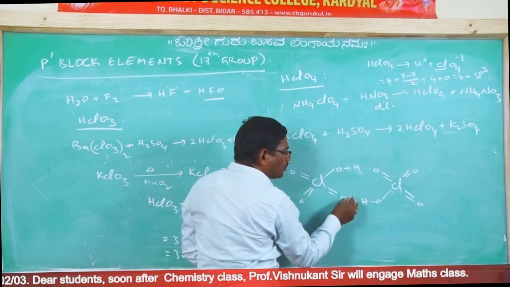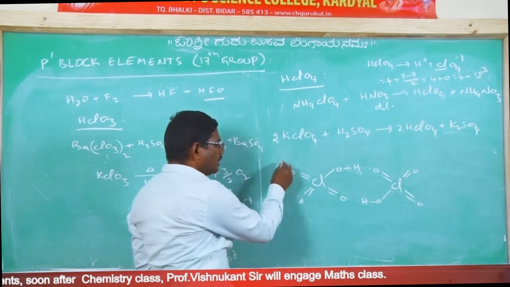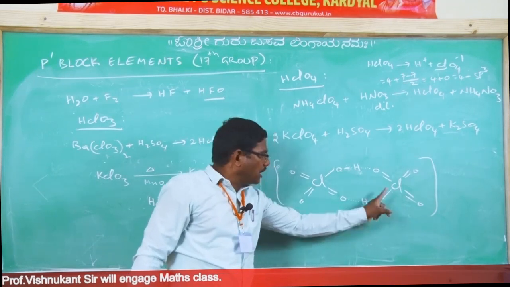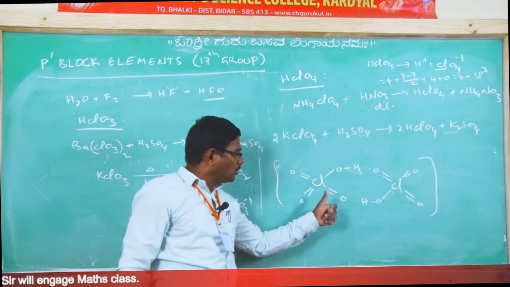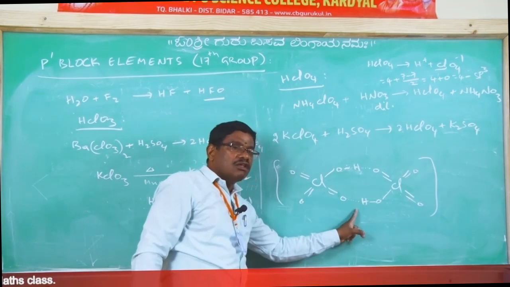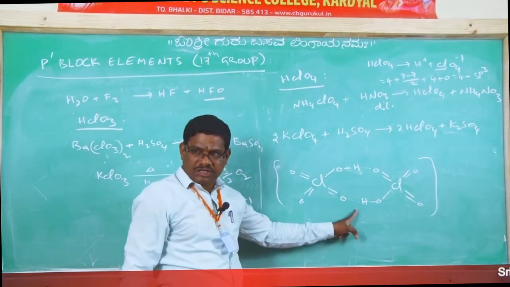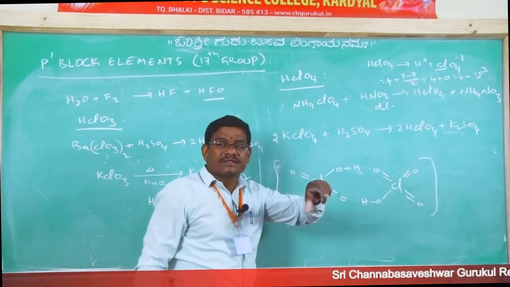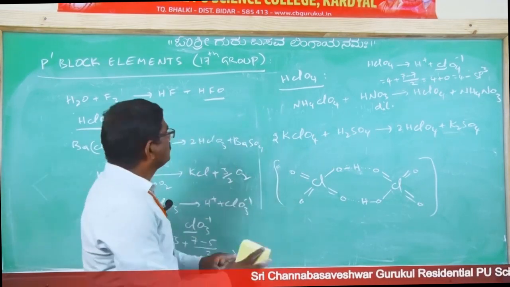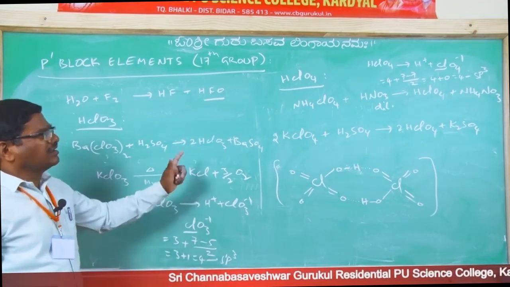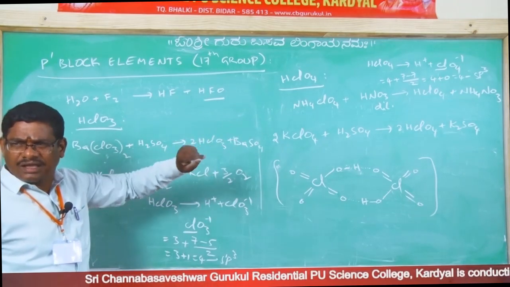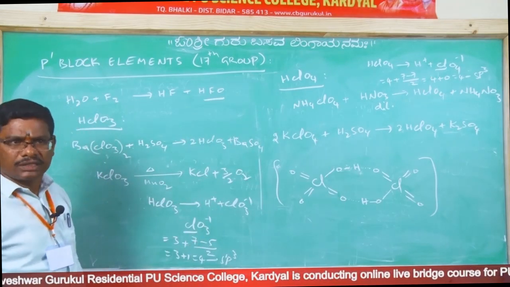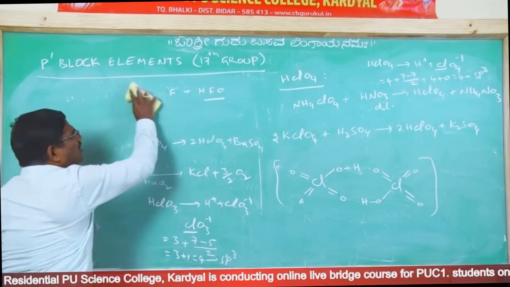Now through intermolecular hydrogen bonding, between the hydrogen atom of one molecule and the highly electronegative oxygen atom of another molecule, there exists a very weak electrostatic attractive force. Through intermolecular hydrogen bonding, perchloric acid exists as a dimer. Clear? So these are oxy acids of chlorine, and other oxy acids of chlorine are not much important from our syllabus point of view. Chlorine oxy acids are important.